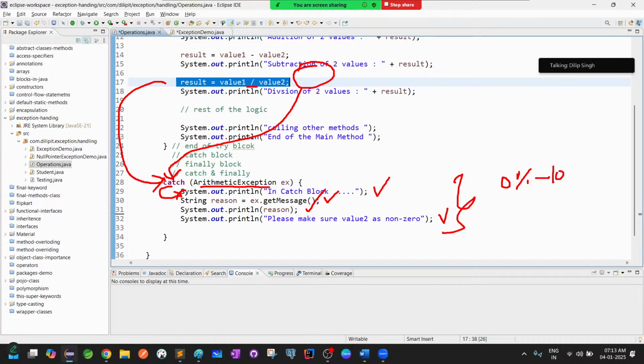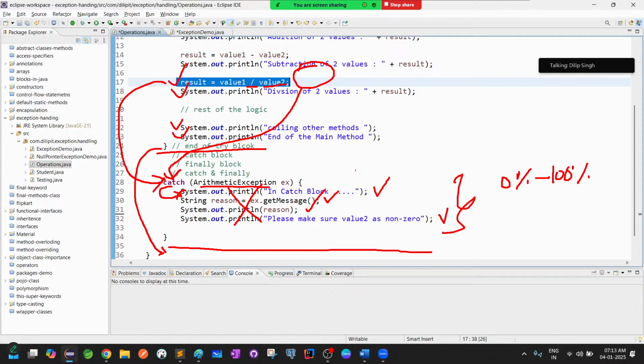Why? The reason is, assume your logic doesn't get any exception. You have a non-zero value in this case, especially in this example. Value 2 is a non-zero value, so definitely we will not get any exception. Whenever you are not getting an exception, the catch block is never executed. So the lines execute successfully, next line, next line, next line. Once it finishes the end of the try block, it will not enter into the catch block. It will move to the next of the catch block.